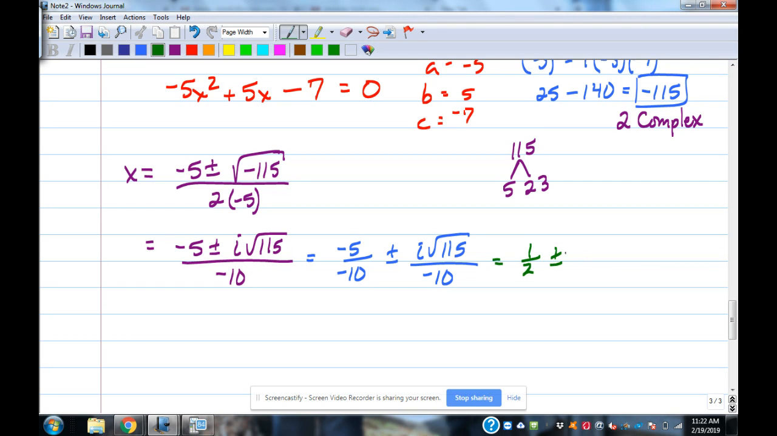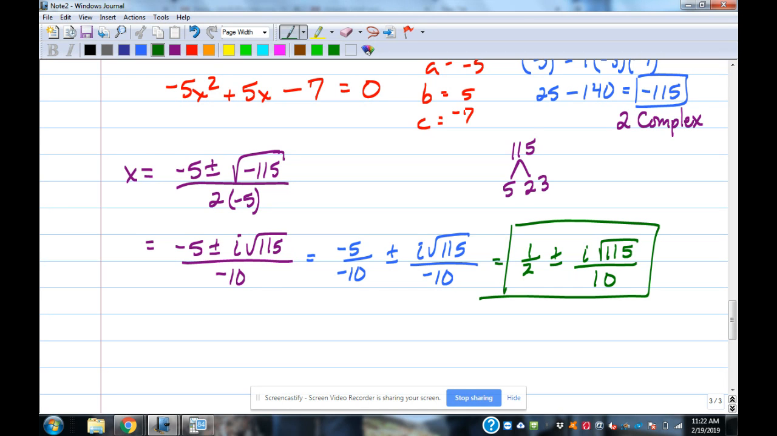1/2 plus or minus i radical 115 over 10. Remember that negative sign that's underneath here kind of gets absorbed by the plus or minus. That's what's happening there. And there is our complex solutions for that particular one.